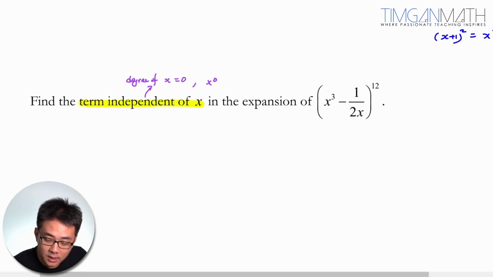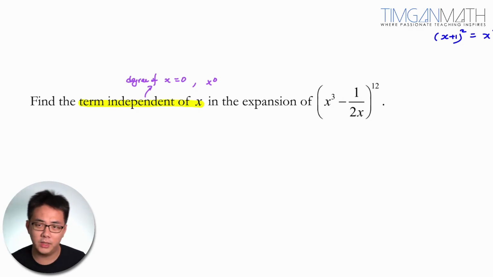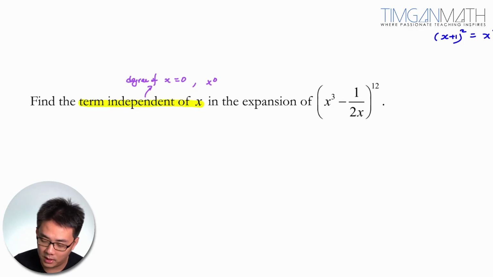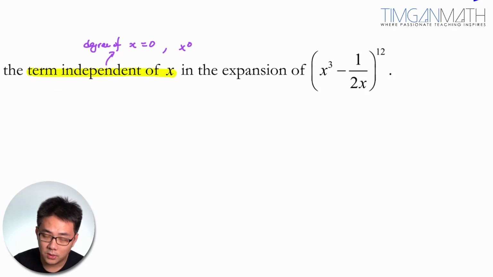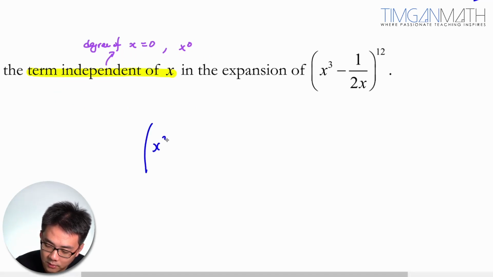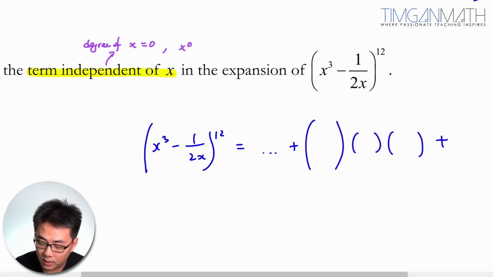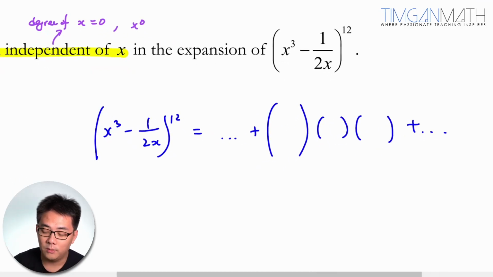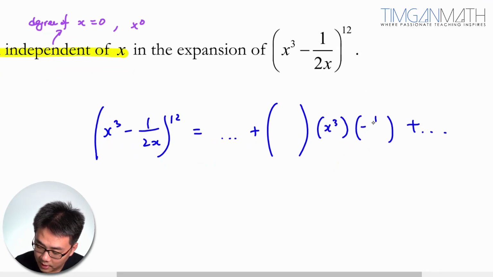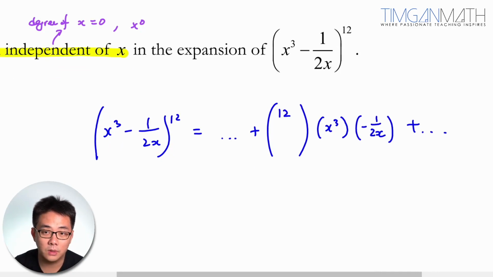The first thing is this question requires you to pay attention to the manipulation of indices, what you learned in elementary math. So for example, this is (x cubed minus 1 over 2x) to the power 12. To expand this we have 2 columns. The first will be x cubed, the second column will be negative 1 over 2x, and this will be to the power 12.